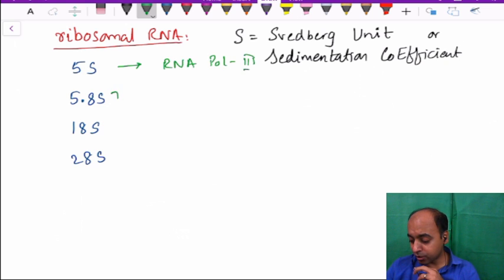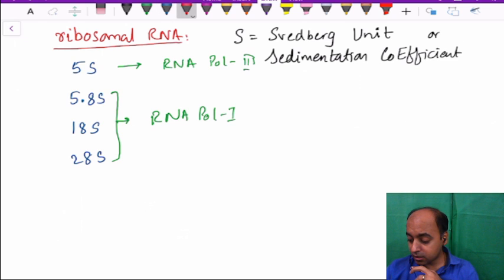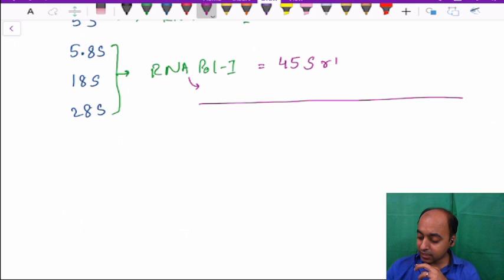And for the 5.8S, 18S, and 28S, we said the answer is RNA polymerase 1. But what is very interesting is that RNA polymerase 1 does not synthesize the 5.8S, 18S, and 28S individually. What it does is synthesize a precursor. This precursor is actually a 45S ribosomal RNA, which can be split into three.